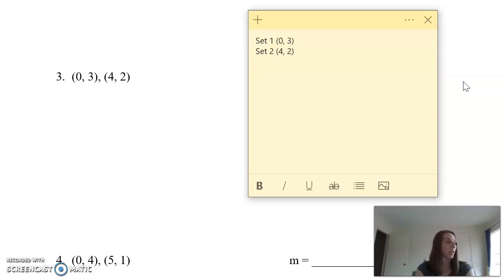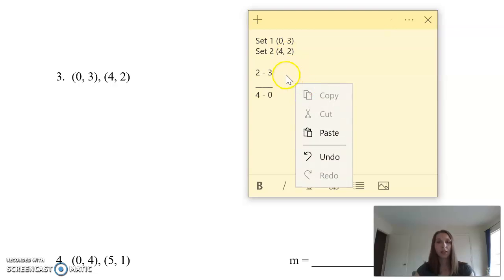Okay. My second step is to substitute m equals y2 minus y1 over x2 minus x1. So I need to go to set 2 and find my y, and that's 2, minus, and then I need to go to set 1 and find my y, and that's 3. Over x2 minus x1. I go to set 2 and find my x, that's 4. And then I go to set 1 and find my x, and that's 0. Okay?